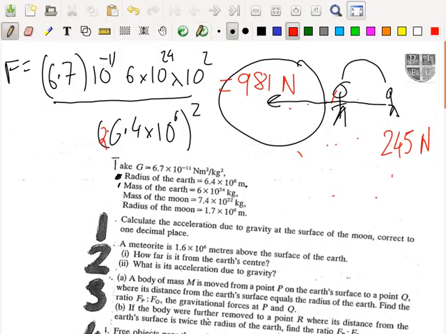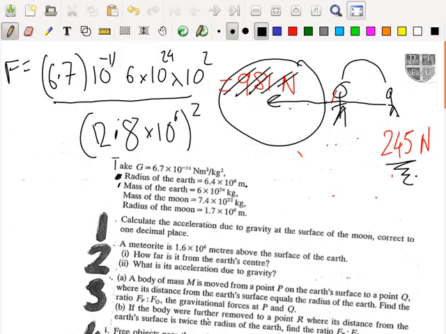So if I just double the distance, instead of 6.4, what will the distance be? 12.8. So that changes the force to this. And if you keep increasing the distance, what happens to the force? It gets smaller. And what happens now when I make R go to infinity? What will the force be? 0.